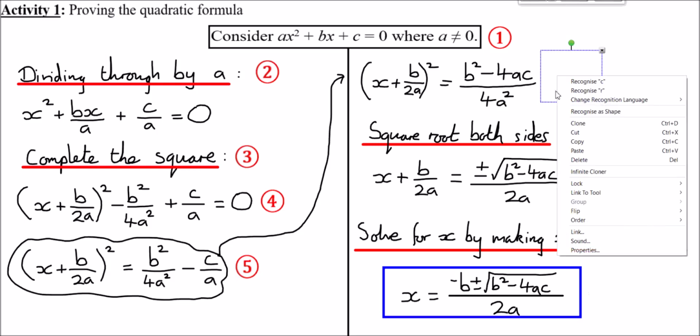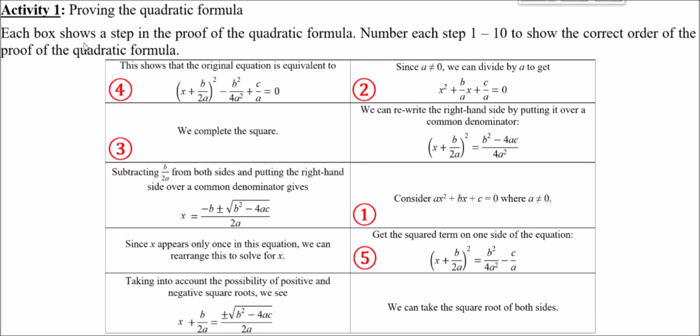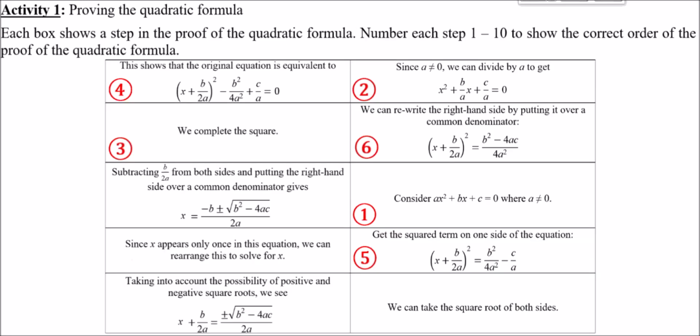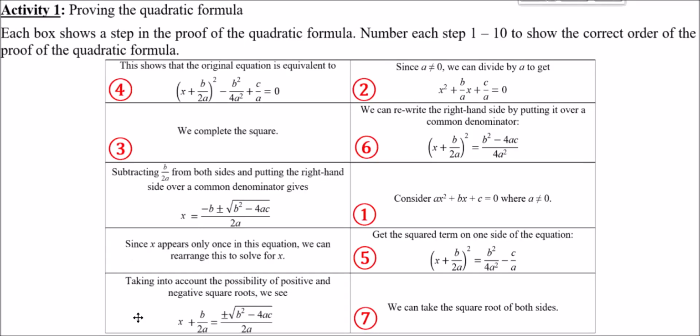There we go, step 6. So step 6, put it all over a common denominator. That is this one here, step 6. After step 6, we square rooted both sides. So step 7 was this. On our grid here is where it says we can take the square root of both sides. So not many to go. After that, we ended up with this result over here, which was step 8. That correlates to step 8 in the bottom left.